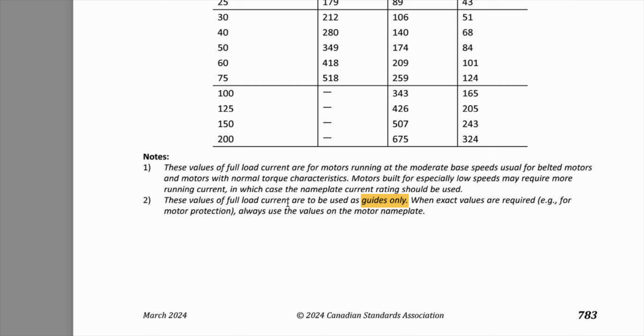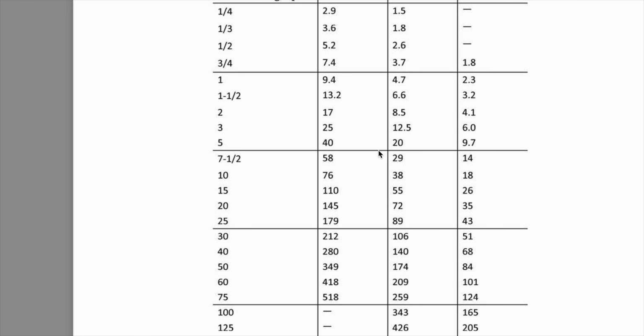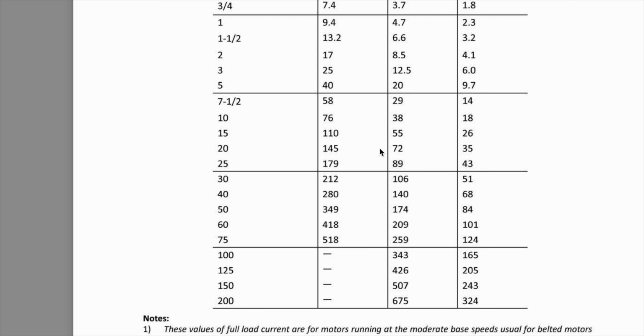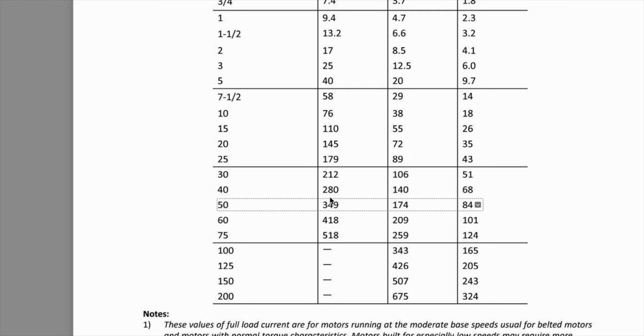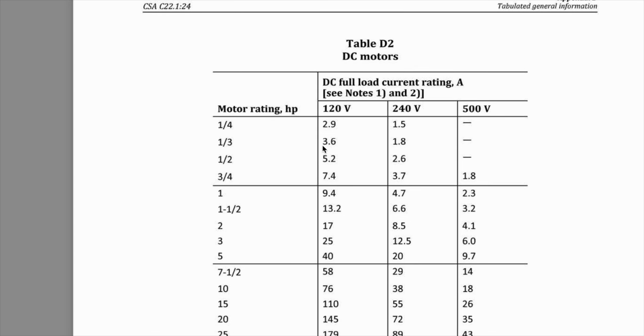These values of full load current are used as a guide only. These ampacities are just for guidance. It's not the correct reference. Why? Because these are totally an average. For example, a 40 horsepower motor under the voltage of 120. This is the average voltage for motors, but motors are different. For example, all 1 horsepower DC motors in the market are not the same.